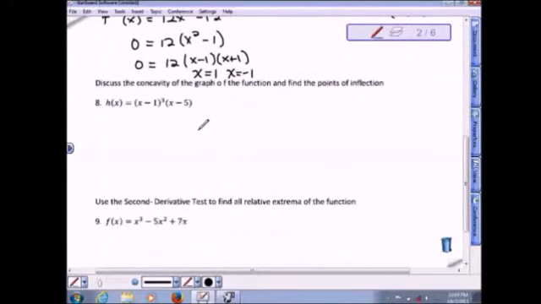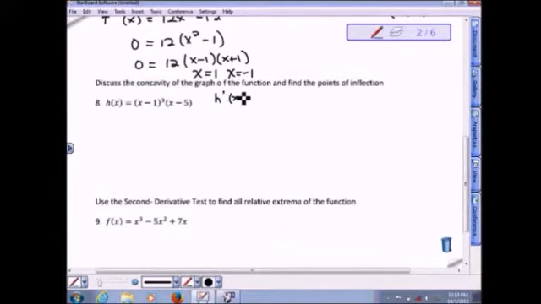Okay. Question 8 is a similar thing. We have to discuss the concavity of the graph using the second derivative test, and then we have to actually find the points of inflection. Pretty much the same thing we did. The derivative here is a little bit more tricky. The second derivative is a little trickier to find. It's a product property with a little bit of a chain rule in there.